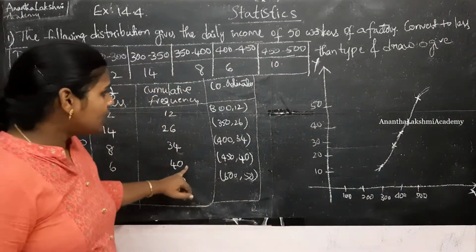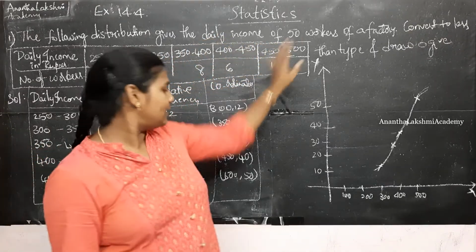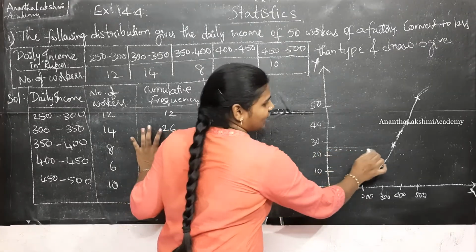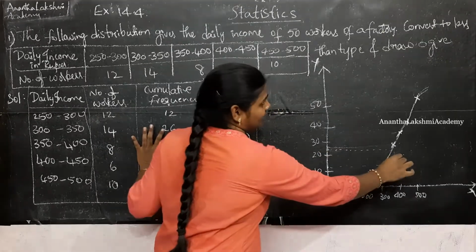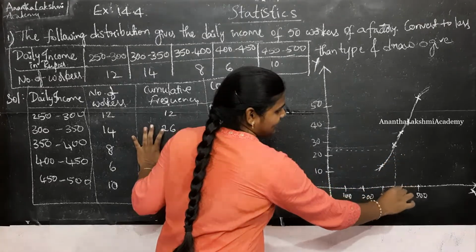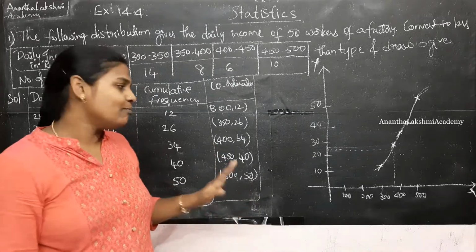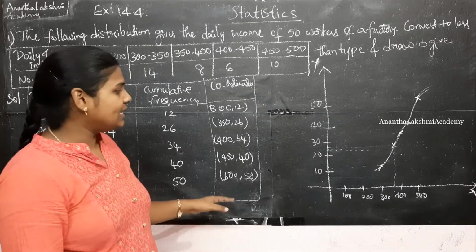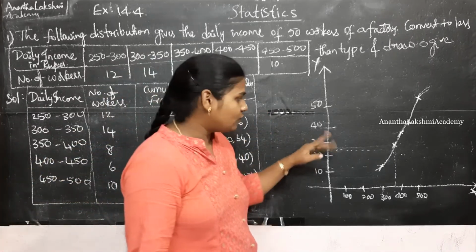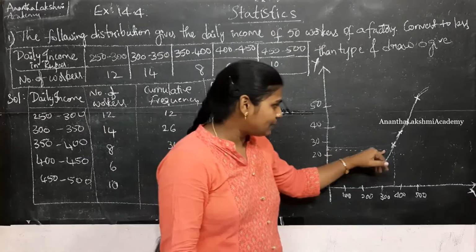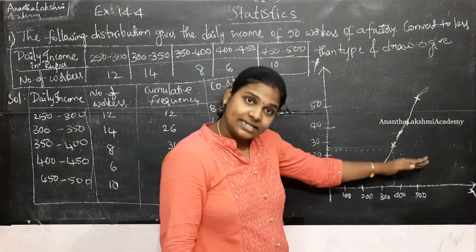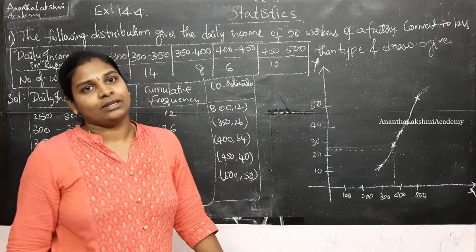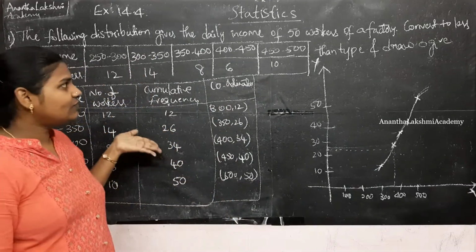Okay, what is n by 2 here? 25, isn't it? 50 by 2 is nothing but 25. If we locate 25 here and figure out where exactly this particular line meets the x-axis, then we can find the median, isn't it? That's what I told you, right? How to find the median using ogive. You need to figure out the value of n by 2, plot it on y-axis, draw a line parallel to x-axis. When it cuts the ogive, draw a perpendicular from that point. You are going to get the median. That's it. So that is about the first problem.